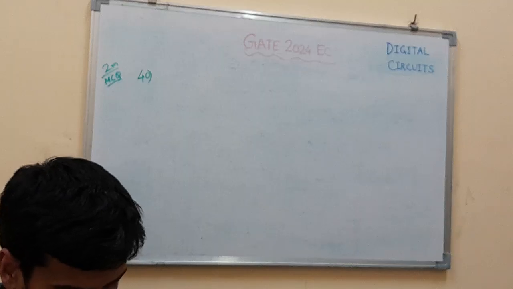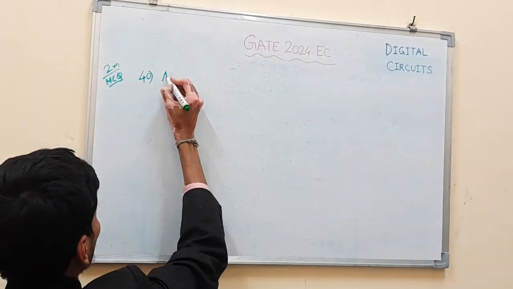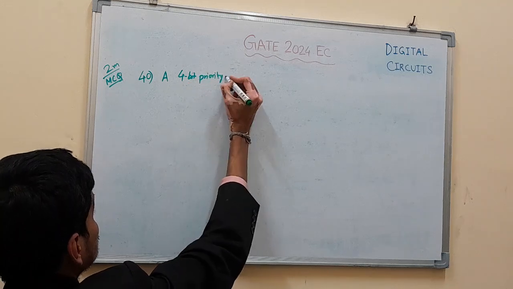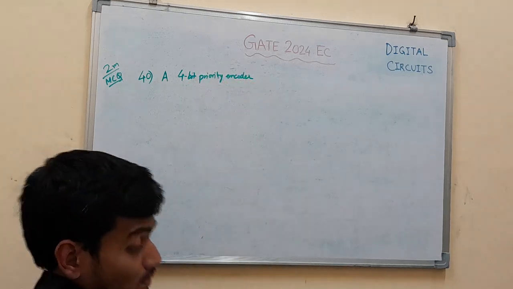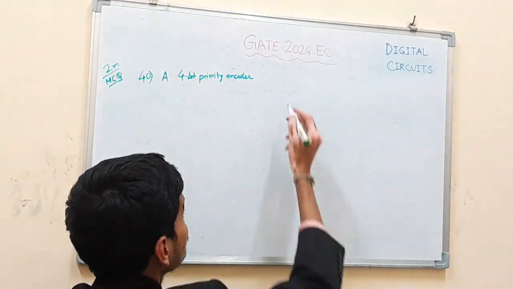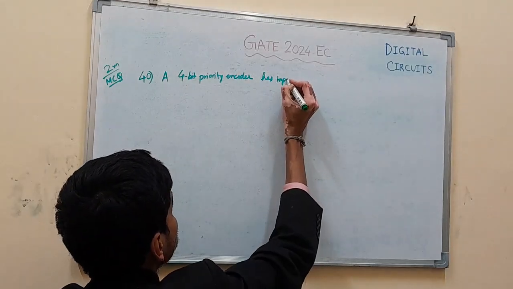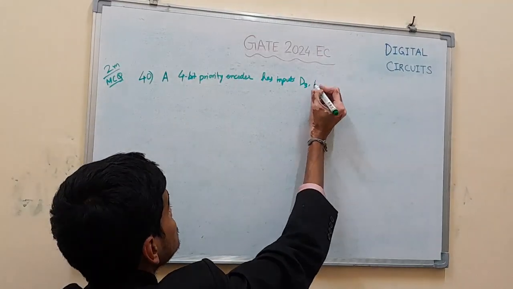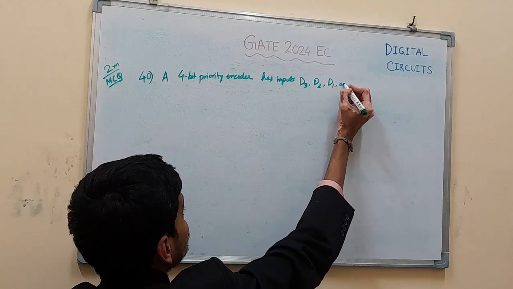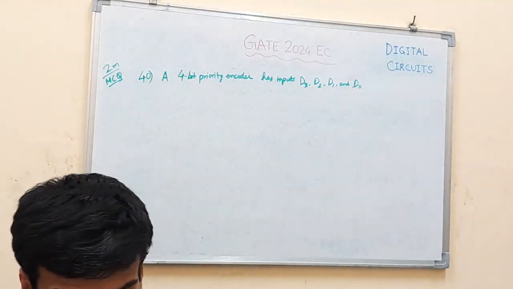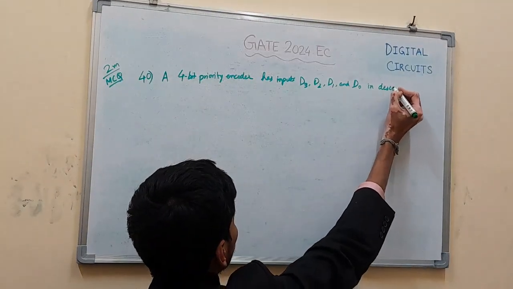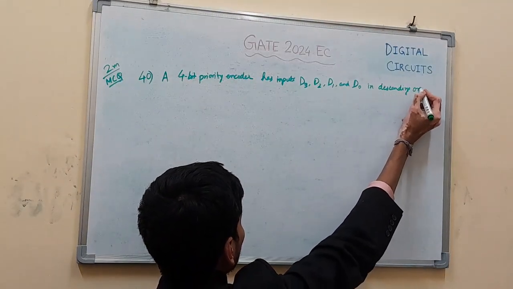Basically it is given a 4-bit priority encoder. The priority encoder has inputs D3, D2, D1 and D0 in descending order of priority.